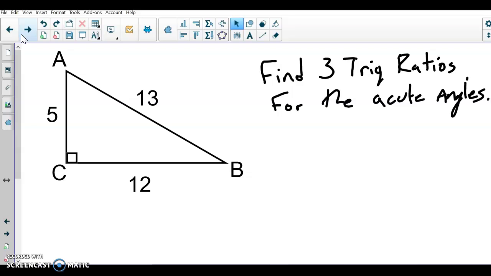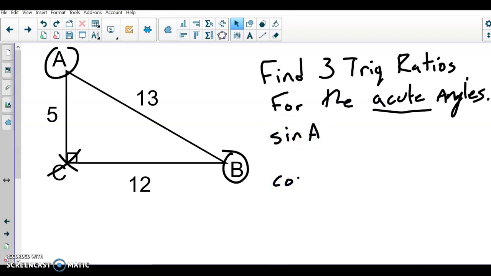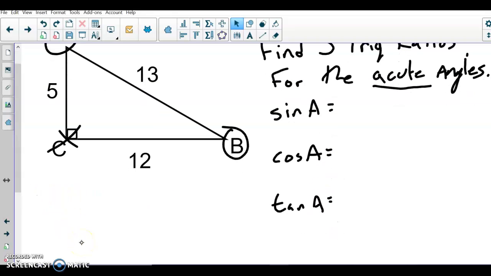Find the 3 trigonometric ratios for the acute angles. So my acute angles, again, I'm not doing it on C, but I'm looking at B and A. So let's say, okay, I'm going to find the sine of A, the cosine of A, and the tangent of A first. And then we will scroll down and we will find the sine of B, the cosine of B, and the tangent of B. 4 minutes here.